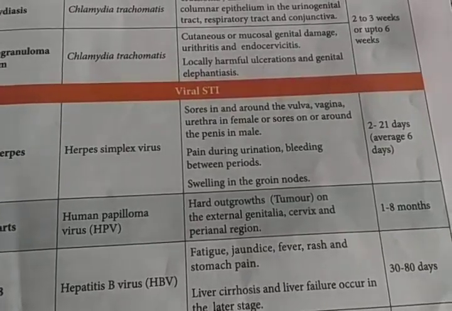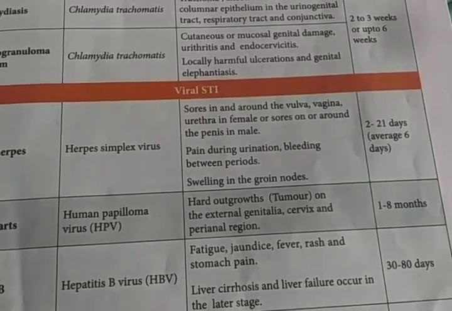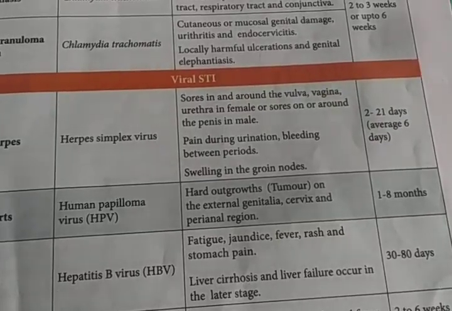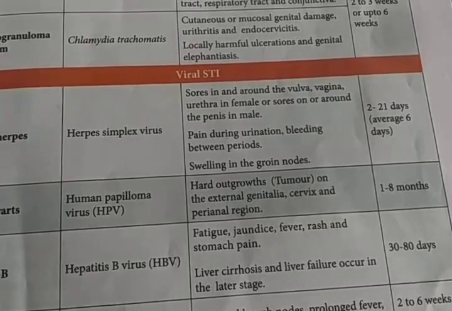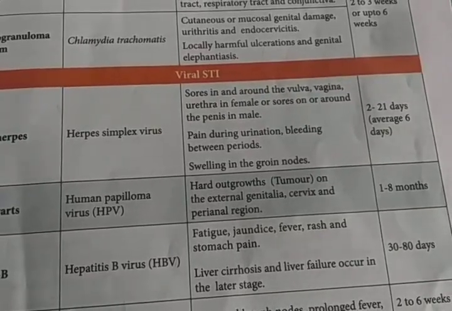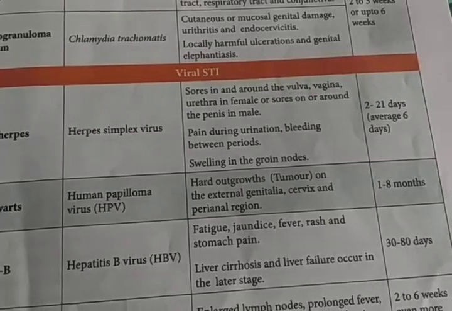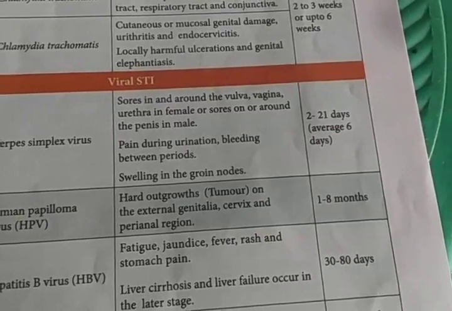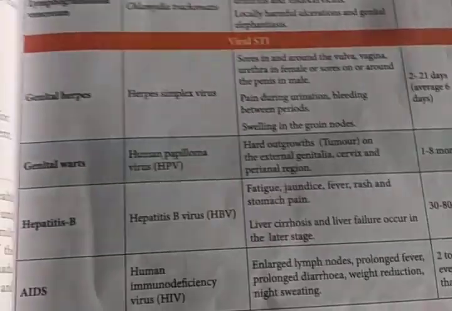Pain during urination, bleeding between periods. So they will feel very much pain during urination. Then sometimes bleeding also will occur. Swelling in the groin nodes, the joint region, the groin. That is known as the groin. So, swelling in the groin nodes. These are the symptoms. The incubation period is 2 to 21 days, average 6 days.